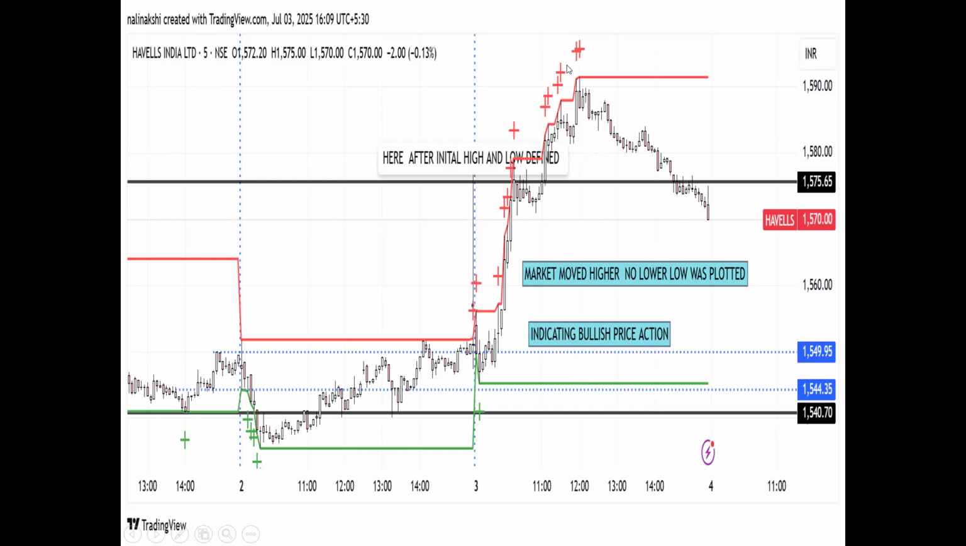New highs were plotted in this stock. So you have seen the rally from 1544 to 1590, that is 40 to 50 points, almost a 3.5 to 4 percent rally in this stock. This is how you need to know.